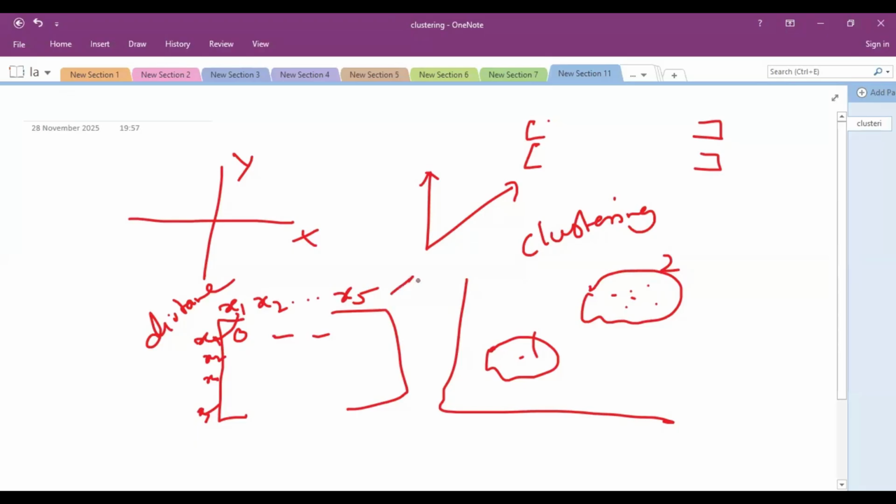So again, the operations happen on matrices. So matrices will be useful in such cases.